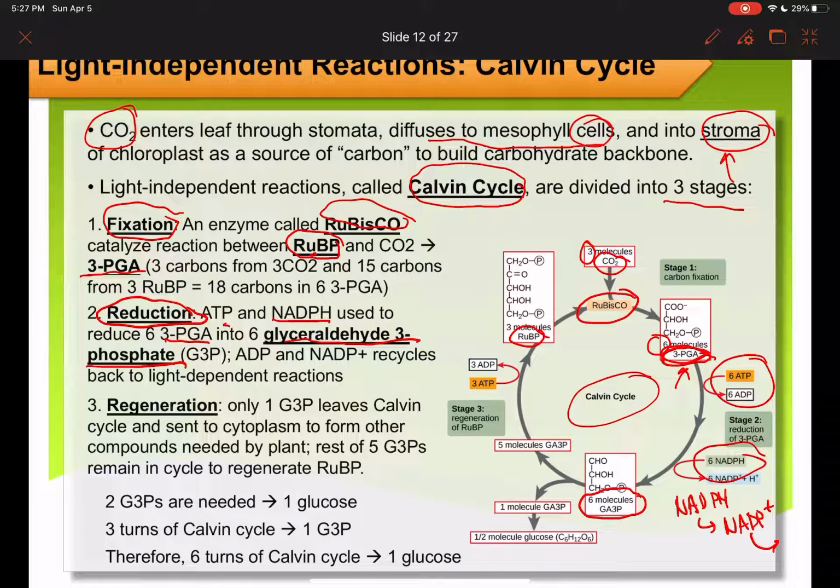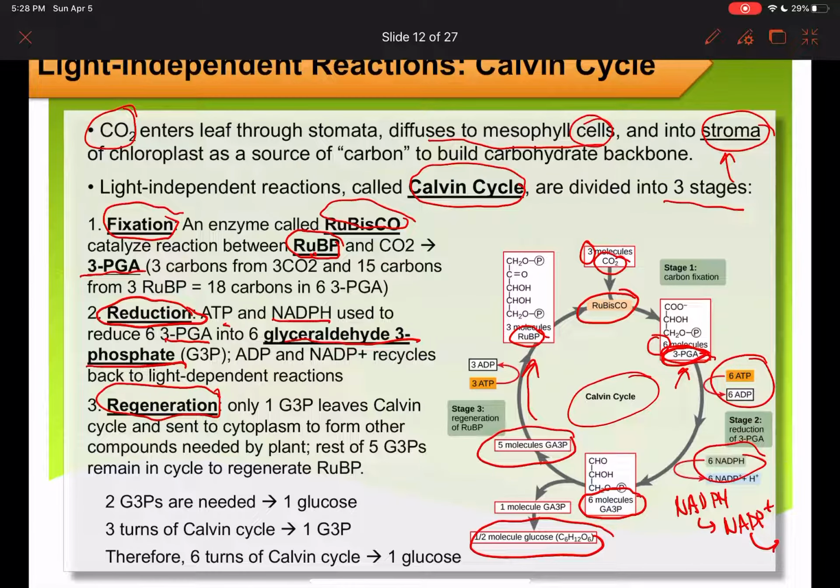The third step is called regeneration, where one of those glyceraldehyde 3-phosphate goes into the cytoplasm of the plant cell to form other compounds needed by the plant, for example, glucose molecule. The rest of the 5 glyceraldehyde 3-phosphate actually remain in the Calvin cycle to regenerate more RUBP, so that the cycle can go on and on, because not only are you making your products, you're also regenerating those reactants via your Calvin cycle, so you can keep picking up more carbon dioxide molecules to make 3-PGA. 3-PGA then turns into glyceraldehyde 3-phosphate, which then makes more RUBP and starts the whole cycle again.